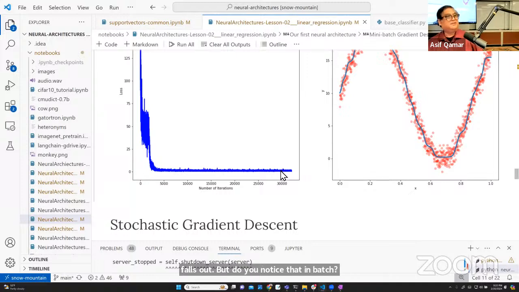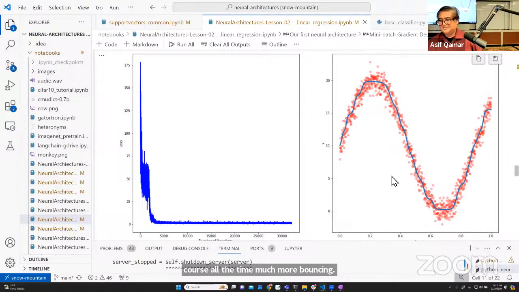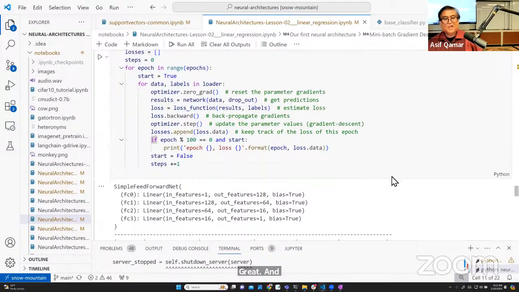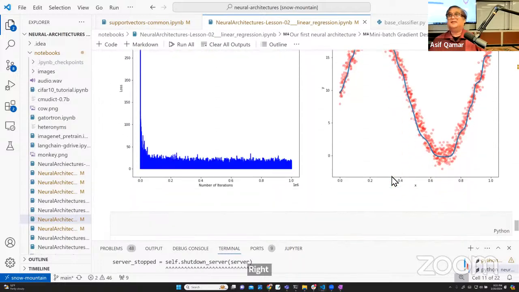The errors are not averaging out to 0 because there is some level of misdirection in the small batch. It is varying you a little bit, of course, all the time. Much more bouncing, right? Here is your function, right? And now, what happens if you do stochastic gradient descent? One item at a time, right? Look at that. Now comes, oh boy, does it at all seem to converge? It sort of does, but it is just wandering around the right answer, isn't it? It's beating around the bush. So that's the price you pay.